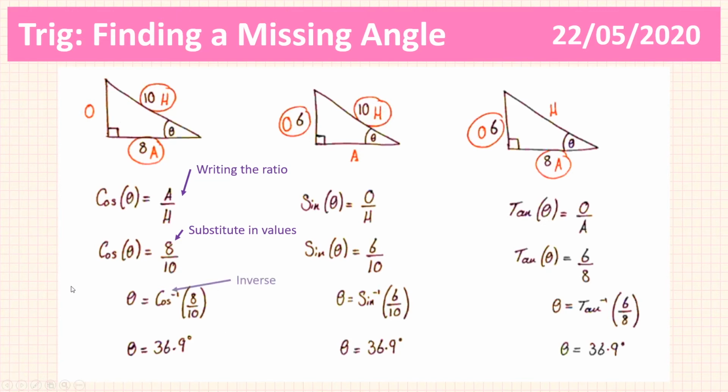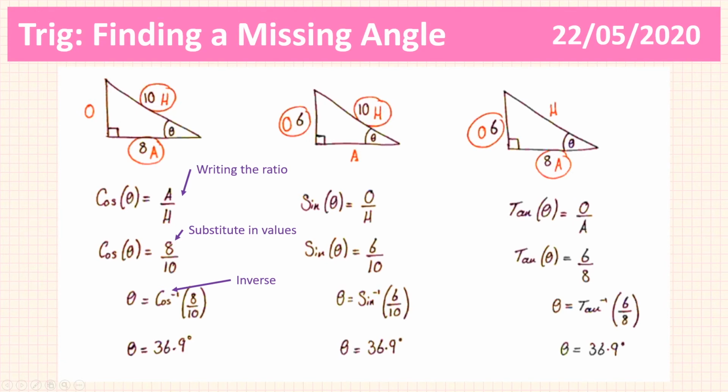The next thing we've done is apply the inverse. Because we want to know what the angle is, we have to do the inverse of sine, cosine, or tan. In this case, we're going to do the inverse of cos. So we had cos theta equals this fraction, so I want to go backwards. I'm going to do cos minus 1 of that fraction, and that will give me the value for theta. And here is the answer, 36.9. As you can see, it's the same for sine, it's the same for tan, because we're working with the same angle in all 3 examples.